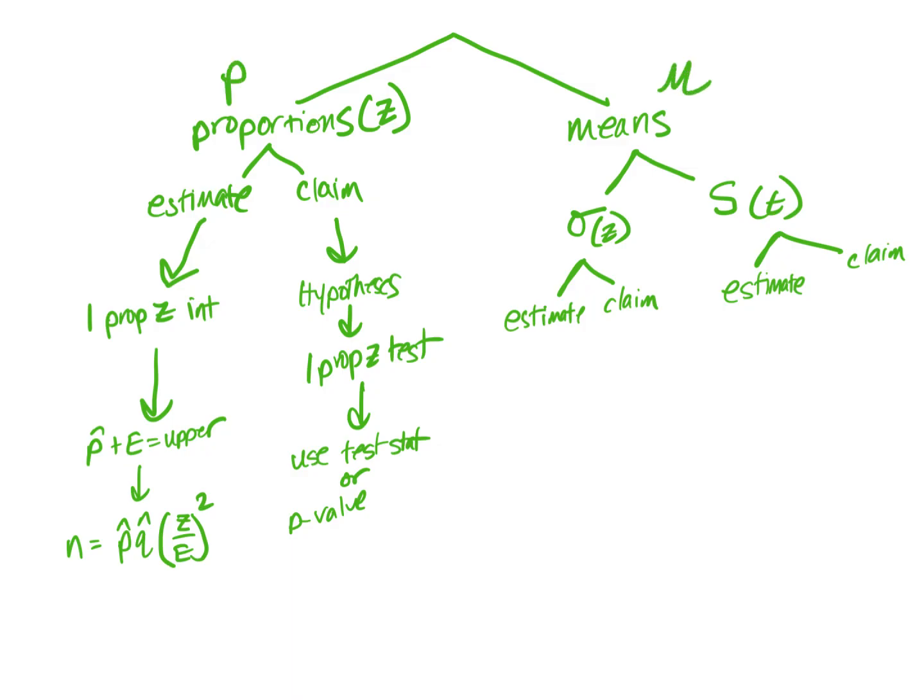Now your estimate, if you know sigma, will be the one you put in your calculator. You're just going to pick z interval, or t interval. The claim, if you're testing a claim, will be z test or t test. This is just telling you what you pick in the calculator. And we'll need to memorize this for the test.